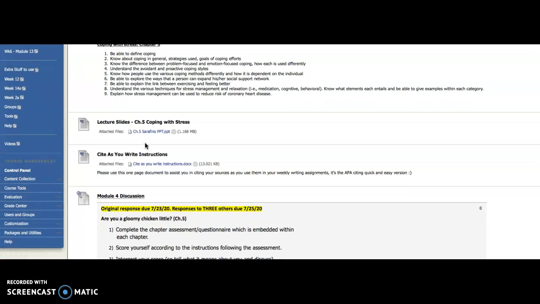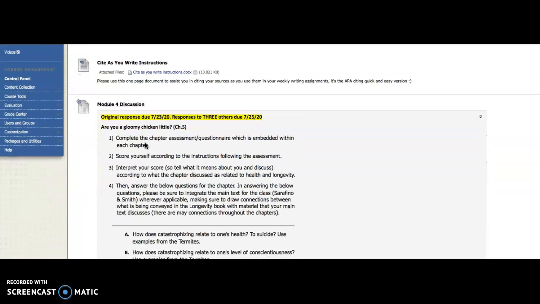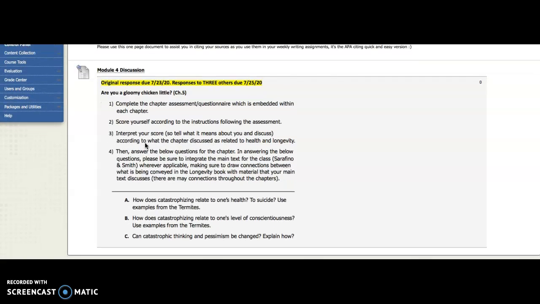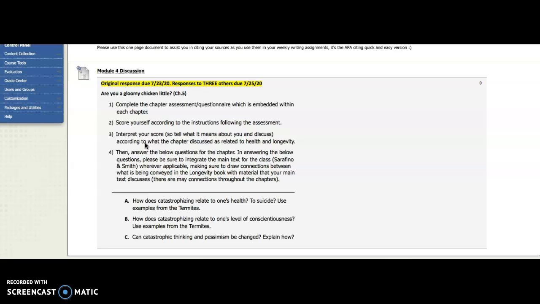So here are your lecture slides that go along with that. Your module, again, deals with catastrophic thinking. So you're going to take the assessment in the Longevity book in chapter 5, and you're going to find out if you tend to be a catastrophizing type of person. You'll also see for the termites, what did that mean for them?